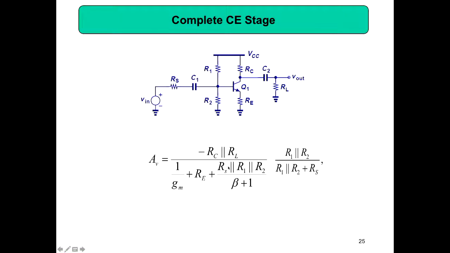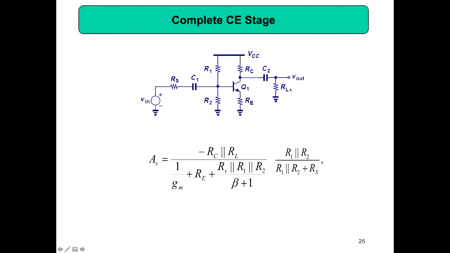parallel R1 R2, divided by beta plus 1, into R1 parallel R2. Because your signal is coming, the signal here is forming a voltage resistor divider. Your voltage is dividing because of this RS, and what is happening is this RS is coming in parallel with R1 and R2 for the signal. That is the reason for R1 parallel R2 divided by R1 parallel R2 plus RS. So this is the expression you will get when you draw the small signal model and derive it.